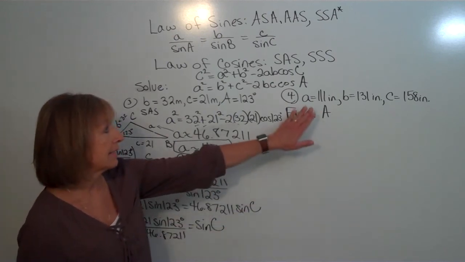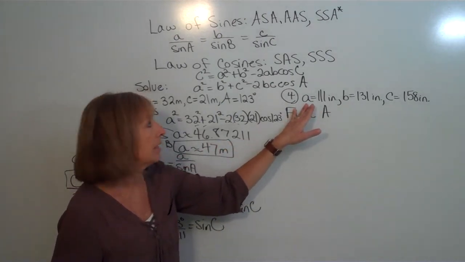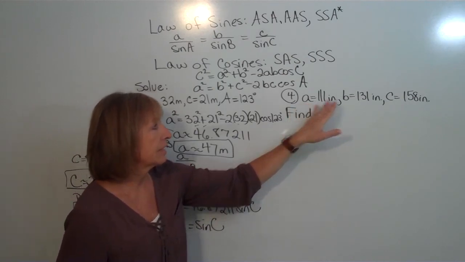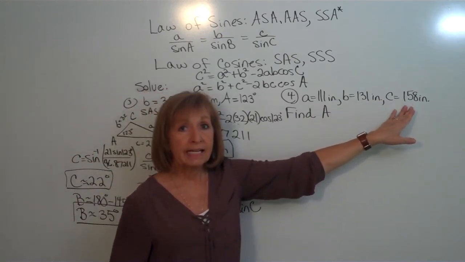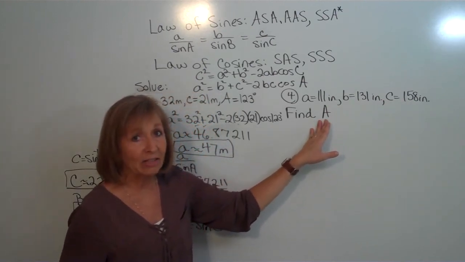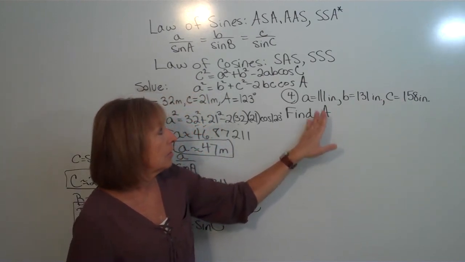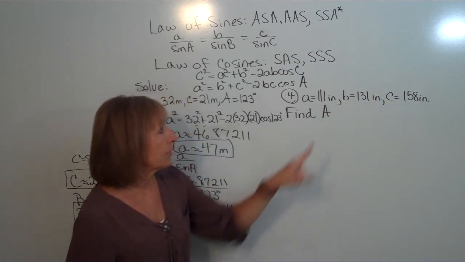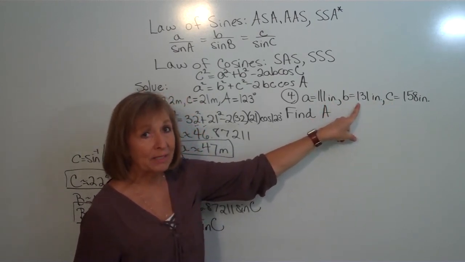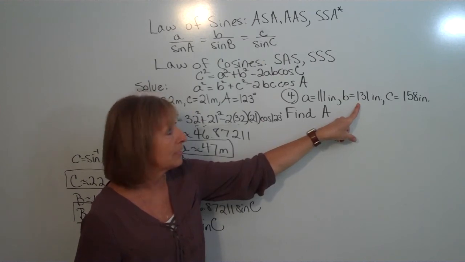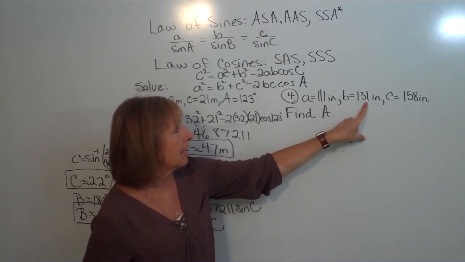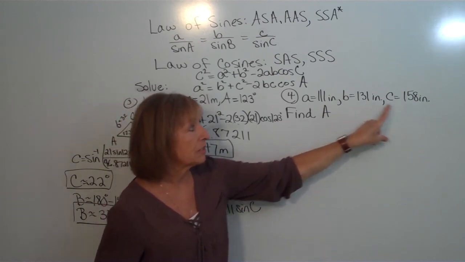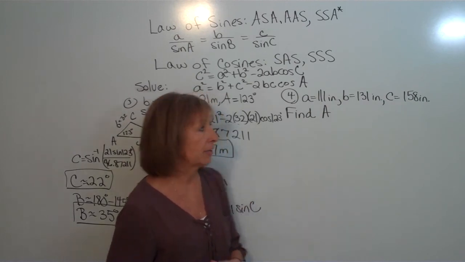Okay, next up, and the last example for this video, is to have the information side A is 111 inches, side B is 131 inches, side C is 158 inches, and I want to just find angle A, not solve the whole triangle. Well, these are three sides. And remember, the smaller two sides added together have to be a number bigger than the longest side for it to make a triangle. But when I add 111 plus 131, I'm at 242 inches, which is bigger than 158. So we have a triangle.